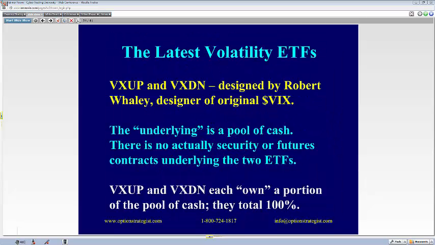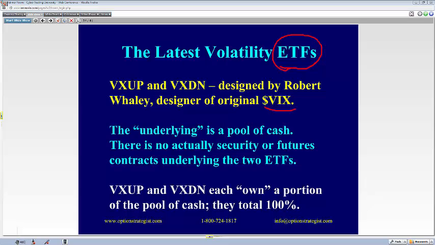Now there's another new product that came out just recently, and these are ETFs. And remember I said that Professor Whaley of Duke University, and now he's at Vanderbilt, had invented the first VIX, the original VIX. Well, he's now come out with an ETF, and he got some publicity because he's behind it. And what they're trying to do here is come up with something that does actually simulate VIX.